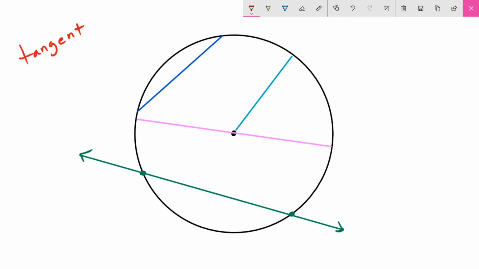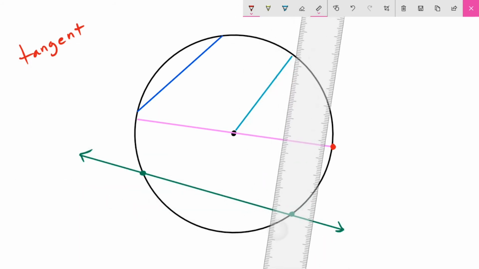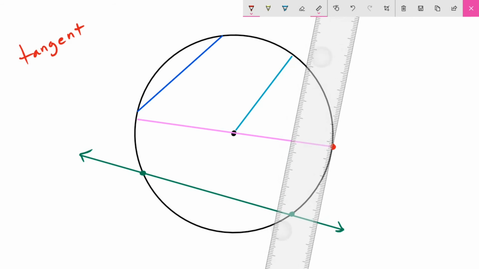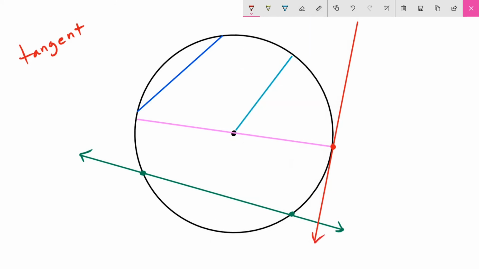So watch this. I'm going to pick a point right here. Bam. I'm going to pick that point. And remember, a tangent is a line that intersects a circle at this point. So it'd be like this. Boom. And that's a line. So it goes on forever.